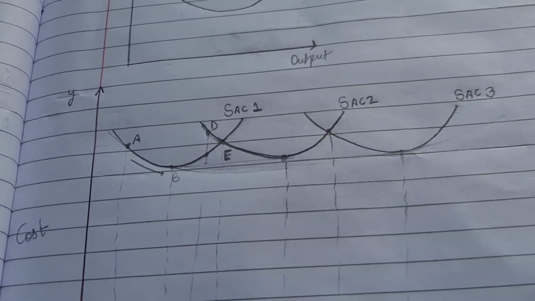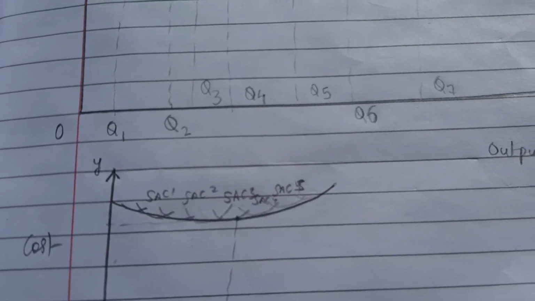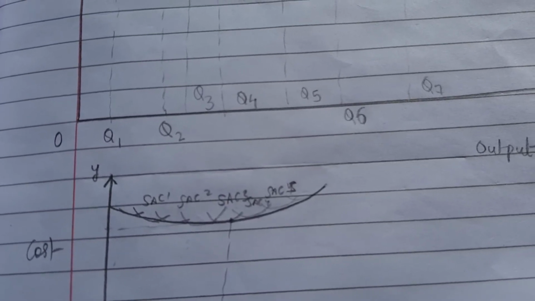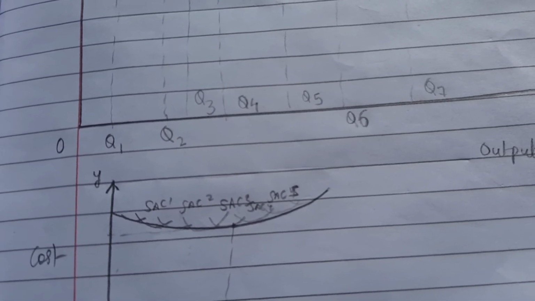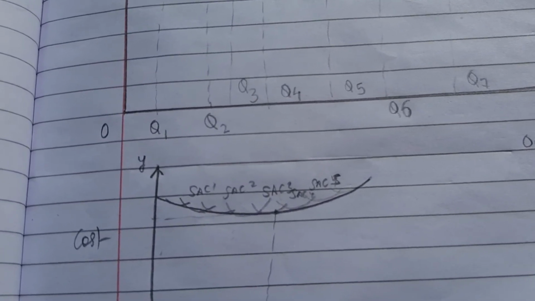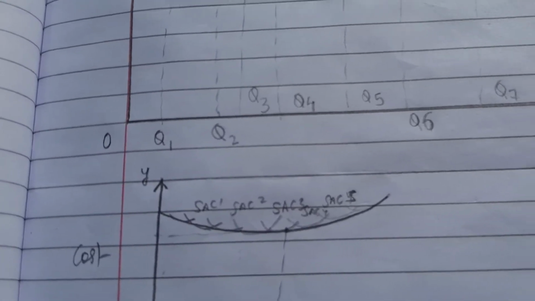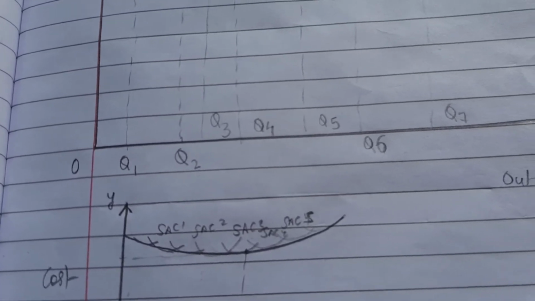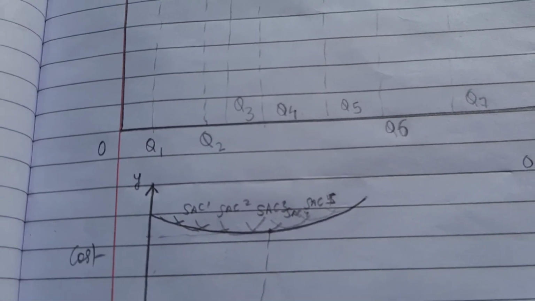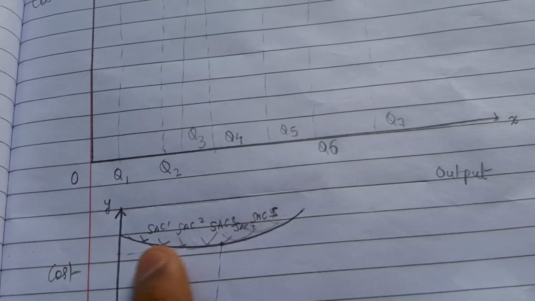So in this graph, we consider different short run average cost curves, SAC1, SAC2, SAC3, and when we join all of them, it doesn't have to be the minimum point of each curve, obviously, because the cost actually varies every time we do the production. So it is not always the minimum point. So we join all the points, and the long run curve looks something like this.